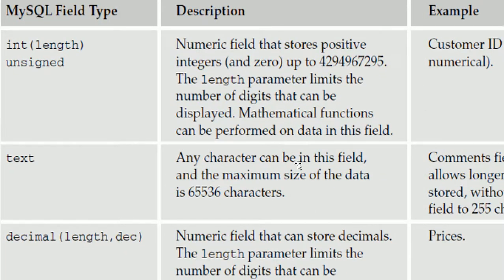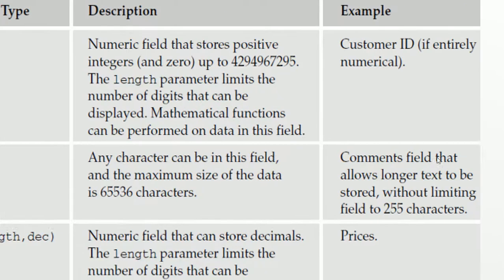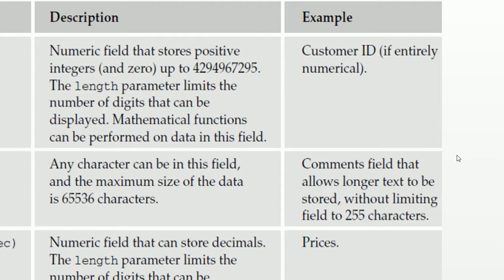Then text is also a data type. You can use text. You can also use char, character. What is the difference? Any character with this field will have the maximum limit of 65,536 characters. Maximum you can go till this limit. You can use text when you are getting the comments from the user. If you are getting online comments from the user, you will use the text data type.